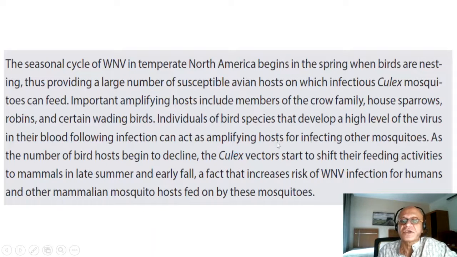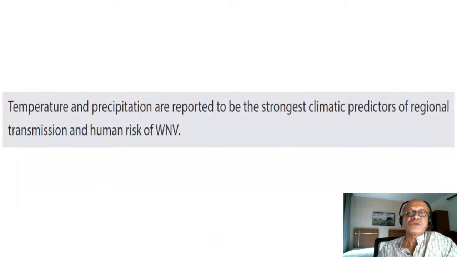As the number of bird hosts begin to decline, the Culex vectors start to shift their feeding activities to mammals in late summer and early fall, a fact that increases risk of the West Nile virus infection for humans and other mammalian hosts fed on by these mosquitoes. Okay. You get the idea. Temperature and precipitation are reported to be the strongest climatic predictors of regional transmission and human risk of West Nile virus.